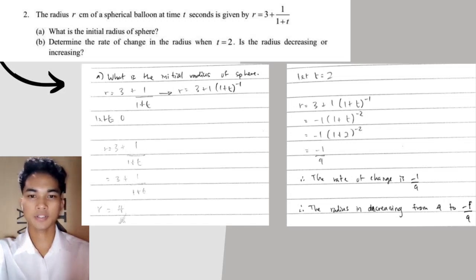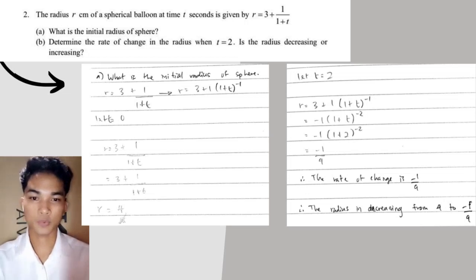So let's start with the next question. Question 2. The radius r cm of a spherical balloon at time t seconds is given by r equals 3 plus 1 over 1 plus t. Part A asks for the initial radius of the sphere, and part B is to determine the rate of change in the radius when t equals 2, and whether the radius is decreasing or increasing. So let's start with part A.